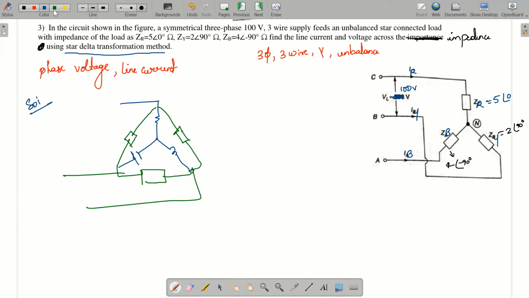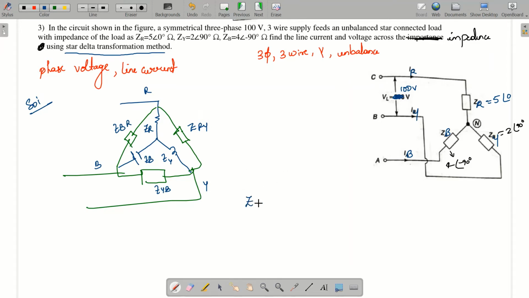So, let us see. This is my ZR, ZY, ZB. Now, I will convert it into a delta connection. So, how am I going to solve? See here, consider phases R, Y, B; this will be my ZRY, ZYB, ZBR. It is a simple star to delta transformation.